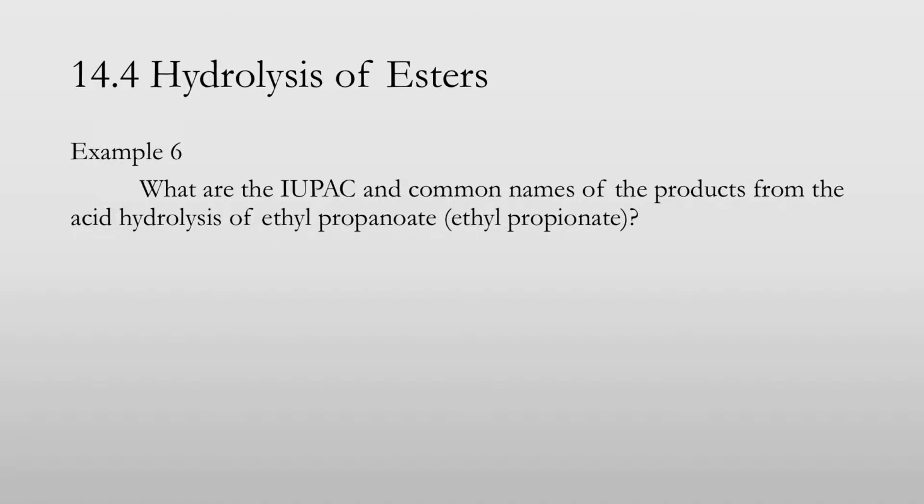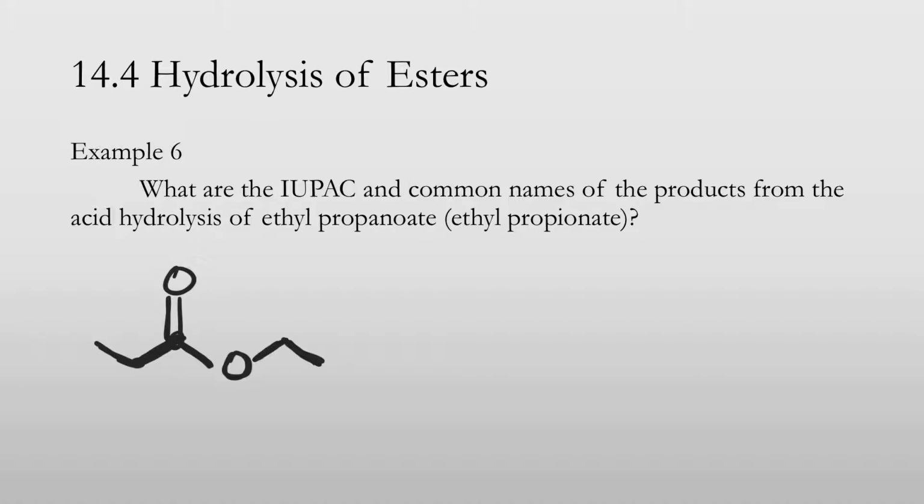Example 6. What are the IUPAC and common names of the products from the acid hydrolysis of ethyl propanoate? So first of all, we have to draw ethyl propanoate. And that's going to be like this. We have our carbonyl. We've got our ester portion. Since it's ethyl propanoate, we draw 2 carbons off of there. And there must be 3 because it's propyl on the left. So 1, 2, and 3. So there's ethyl propanoate.